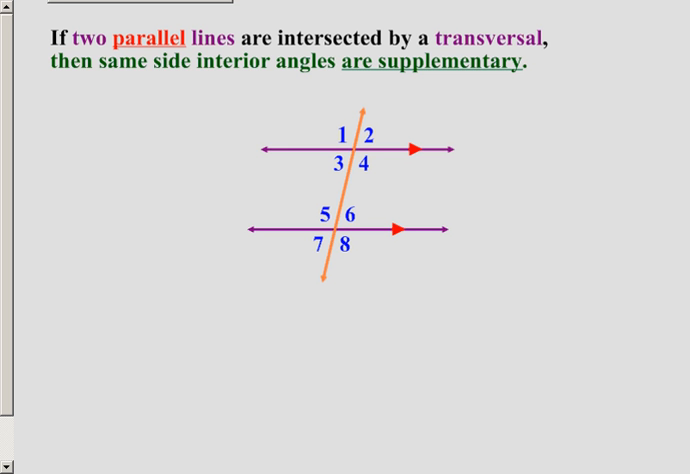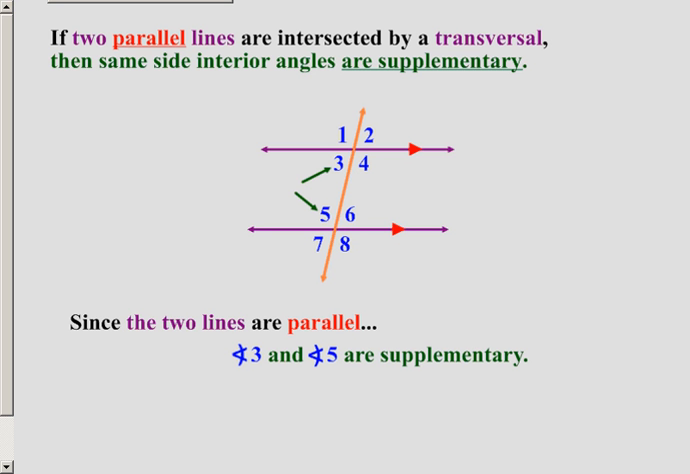So again, using the same diagram from before, since the two lines are parallel, and again, that's part of our hypothesis, you have to verify that that condition does apply before you can let this theorem help you with your problem. Okay, looking for some same side interior angles. Well, angle 3 and angle 5 are same side interior angles. And since the lines are parallel, this rule guarantees us that angle 3 and angle 5 are supplementary.